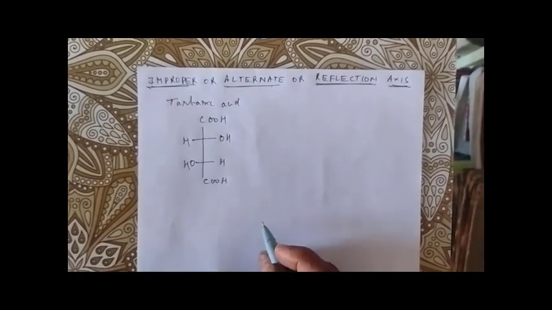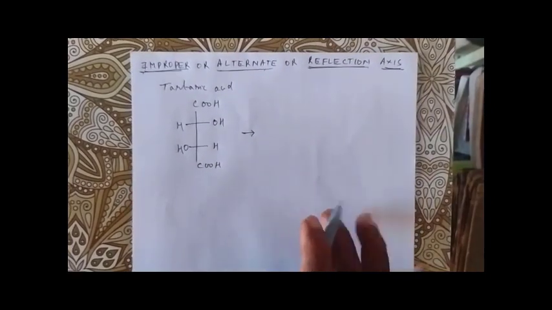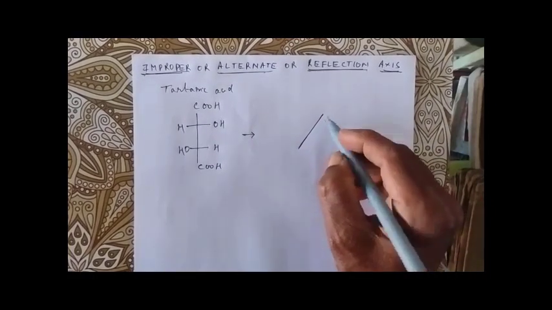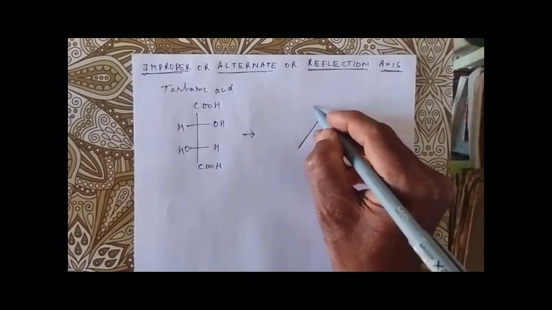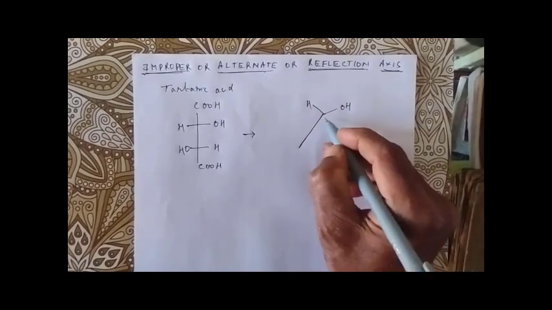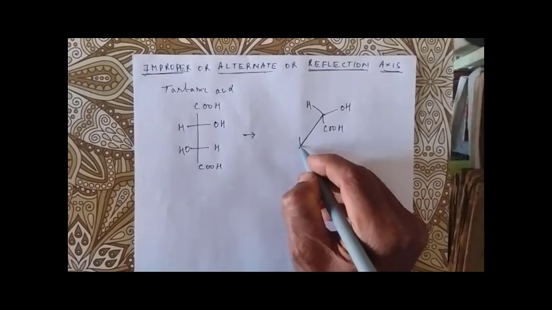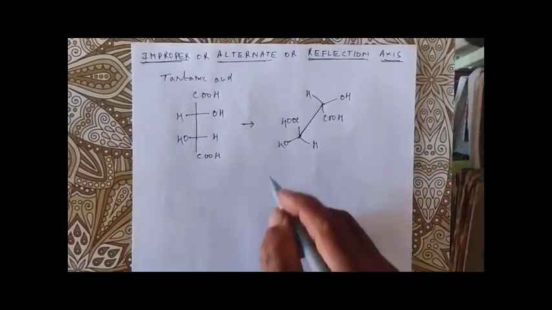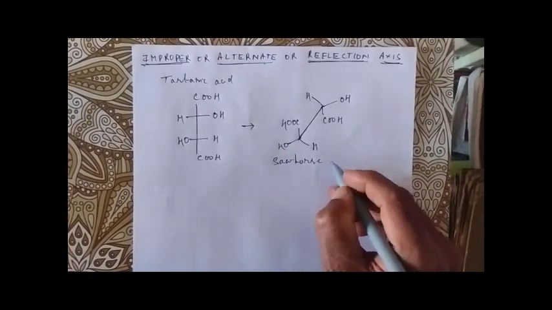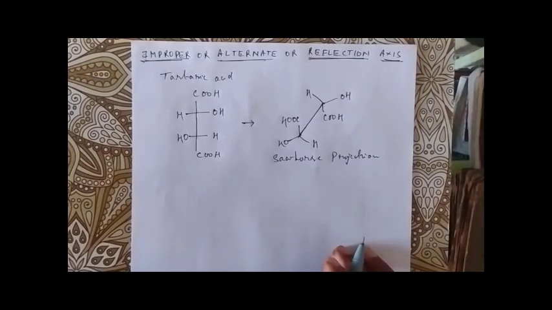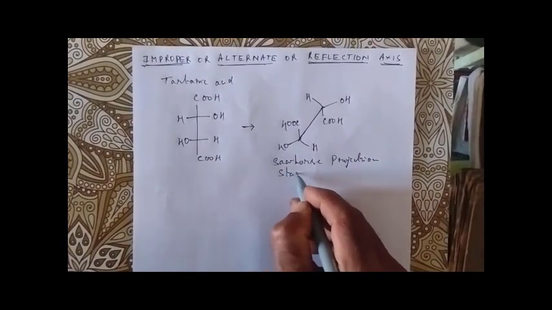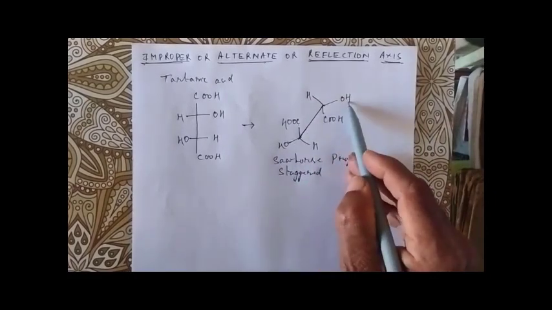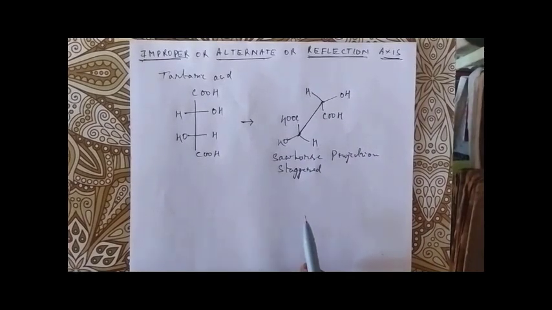Now the Sawhorse projection can be written as follows. This is the C2-C3 bond, drawn with a straight line in a slightly tilted manner, HOH, and here this is COOH, and the other carbon atom COOH, and this is OH, this is H. So this is a Sawhorse projection. What is this orientation? This is a staggered orientation. Staggered means the similar groups are far away from each other. OH and OH, hydrogen and hydrogen, COOH and COOH are far away from each other.